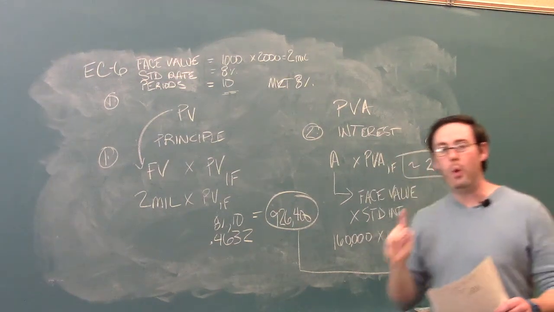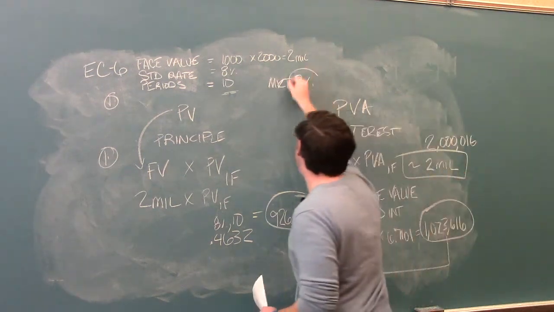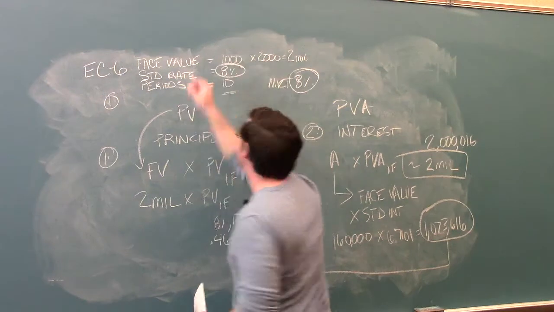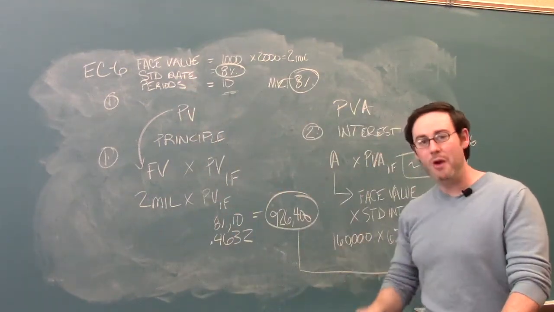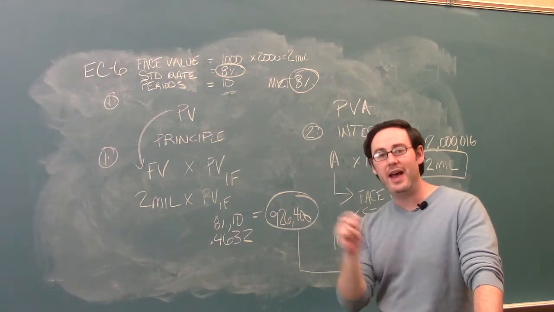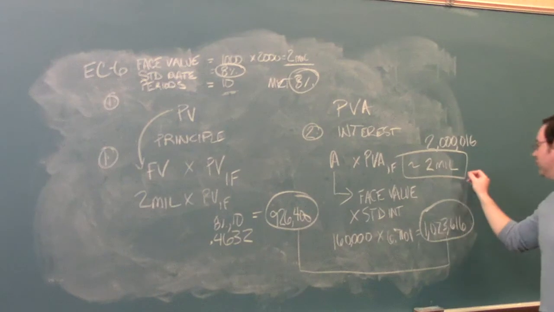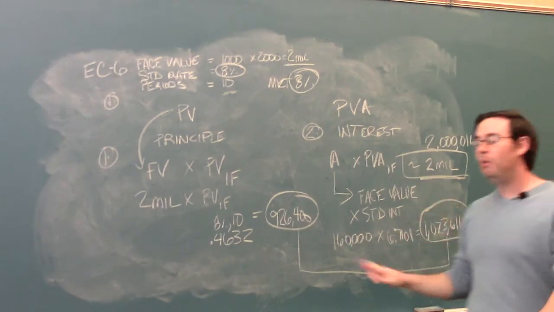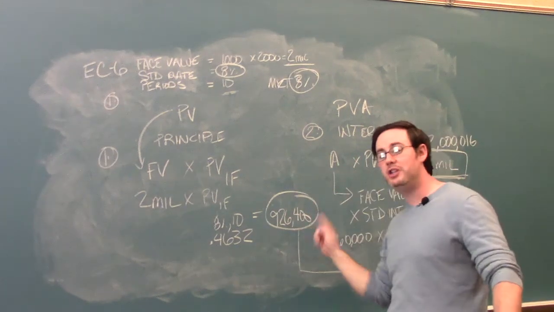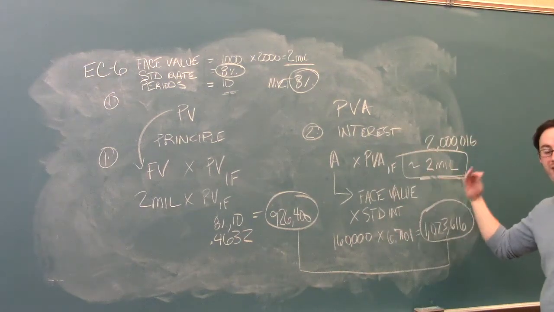Now, why is it $2 million? Well, very simply put, the market rate is equal to the stated rate. Does that make sense? Remember how I told you that if the market rate and the stated rate are equal, it will issue at face value? What is the face value? $2 million. So what did it issue at? $2 million. And even though we didn't have to go through that whole calculation to know that, this serves as a check figure that we've done it correctly.